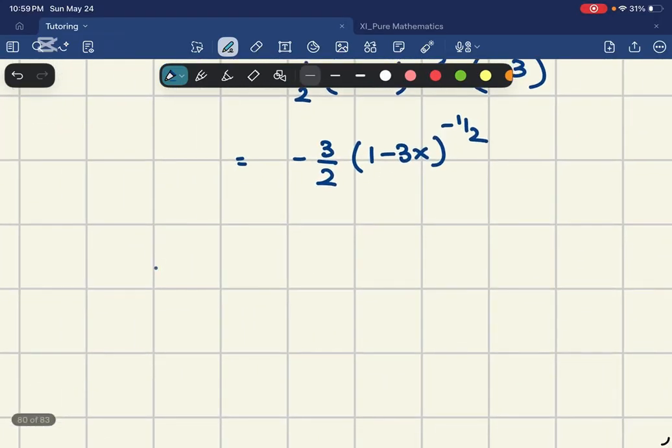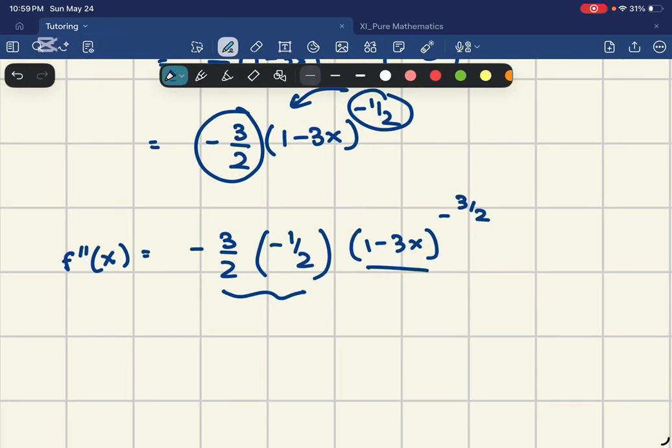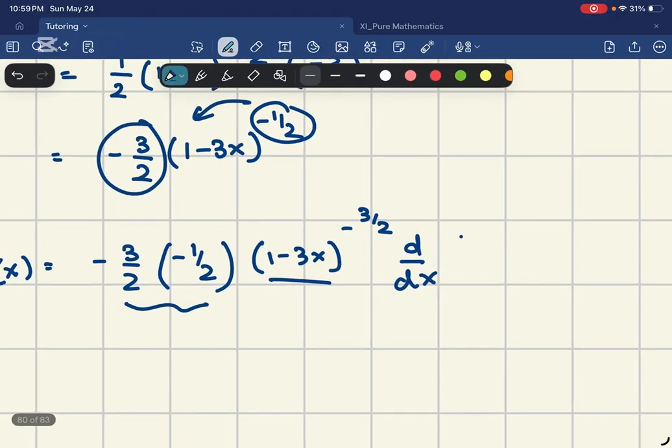Alright, so now we need to take its derivative again. So we have minus 3 over 2 times minus half times 1 minus 3x to the power minus 3 by 2, right? So I brought this power to the front. I had this already, so I multiplied them together. And I have 1 minus 3x to the power negative 3 by 2. But there is an x term inside, right? So you need to differentiate it again.